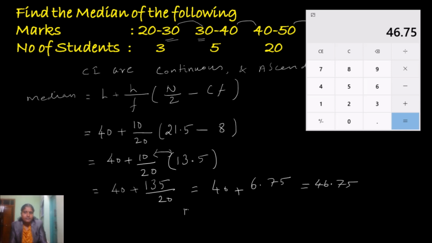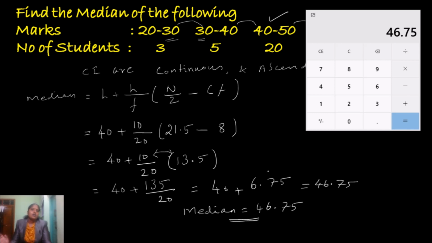So median is equal to 46.75. Always, the median of any data lies within the median class. Here 40 to 50 is our median class. So the value of the median always lies within the class interval. So 46.75 lies within the class interval 40 to 50. So our calculated value is correct. This is how you have to check whether the calculated value of median is correct or not.